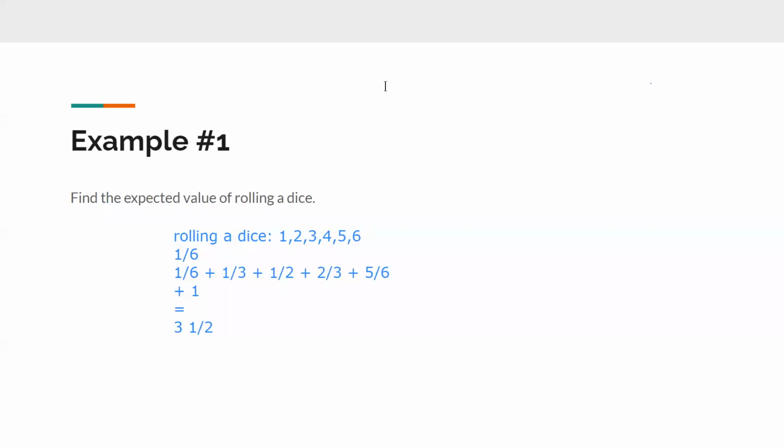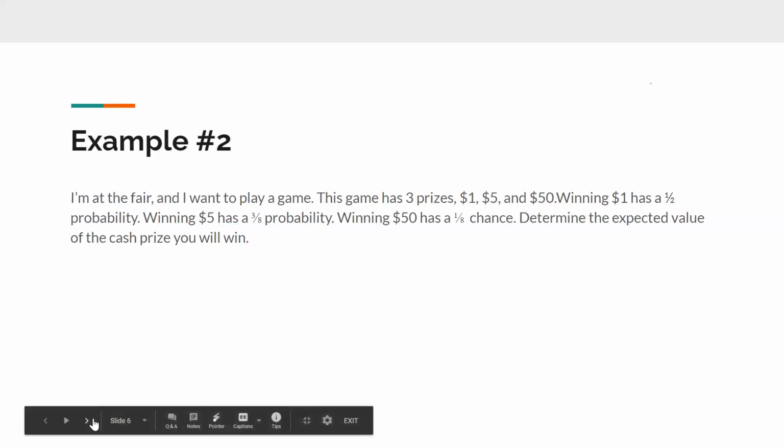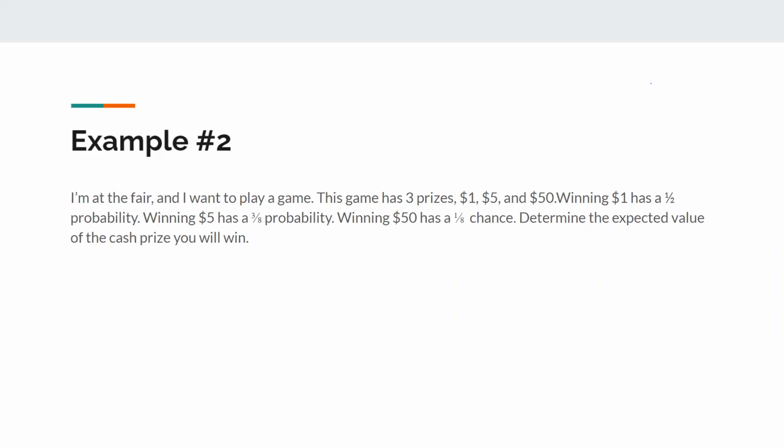So now that you kind of understand the basics of expected value, let's try some more difficult expected value problems. I'm at the fair, and I want to play a game. This game has three prizes in cash, $1, $5, and $50. Winning $1 has a 1/2 probability. Winning $5 is 3/8, and winning $50 is 1/8. Determine the expected value of the cash prize you win.